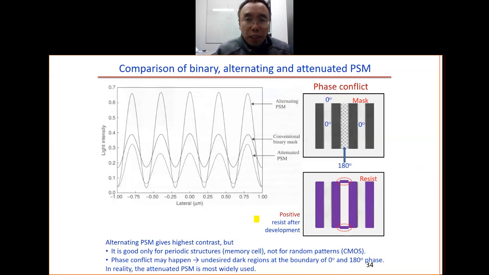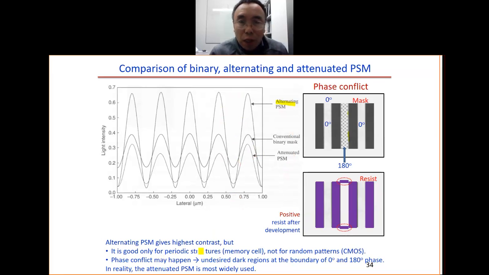So here's the comparison. For this case, this one is called alternating phase shift mask. You have the 0 degree, 180 degree, 0 degree, 180 degree. So this is the alternating phase shift mask, and this one gives you the best contrast.